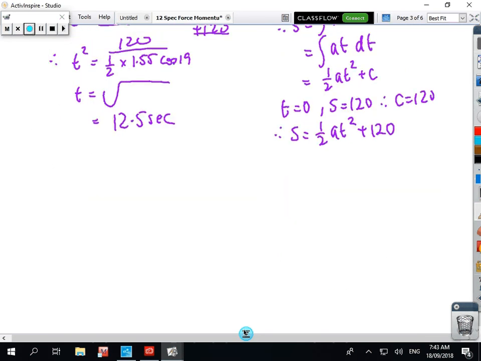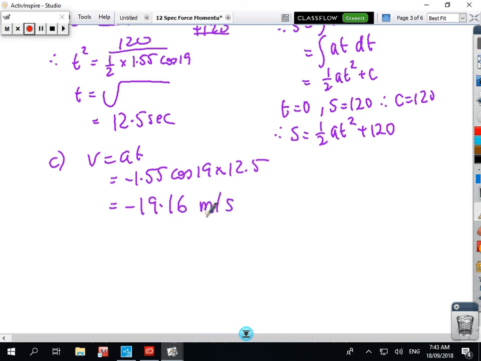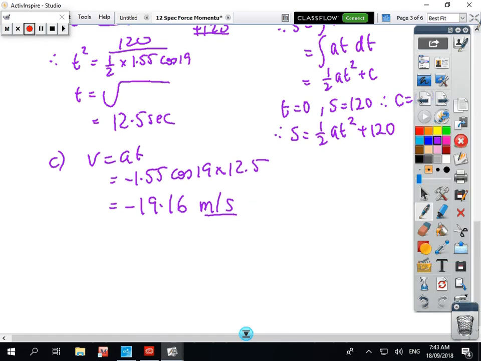So that's how long it's going to take, and the velocity v equals at, which is minus 1.55 cos 19 times 12.5, so it's going to hit the ground at about negative 19 meters per second. Okay, so that's the first example.